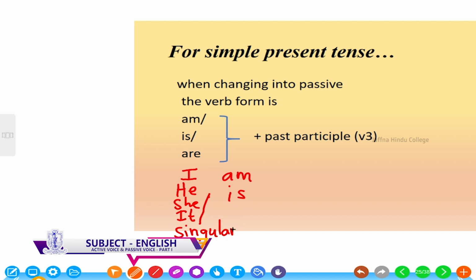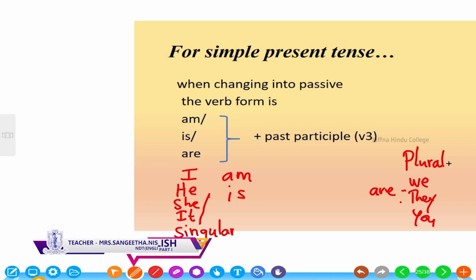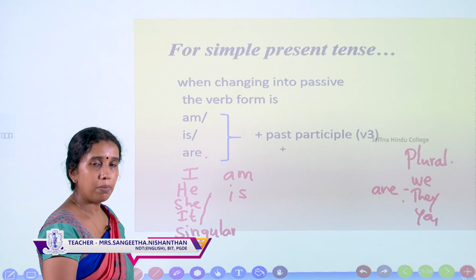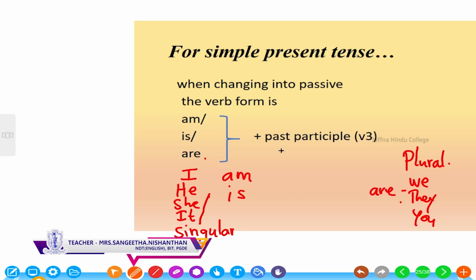And "are" is used for we, they, you, or for any plural form. If the subject is plural, we should use are. If it is singular, we should use is, and if it is I, we must use am. Plus the past participle. This is the be verb and the past participle. When we change into passive voice, we use the be verb with the past participle.